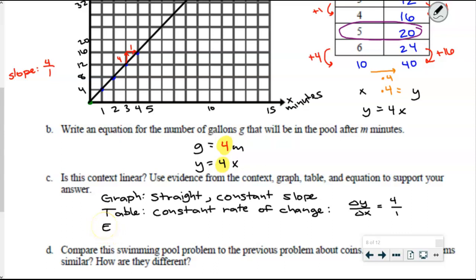What about the equation? Remember how I said that the equations are always going to be in that format, y is equal to something times x plus something else? Is it in that same format? Do we have something times x? Yep. Do I have plus something else? Or do I?